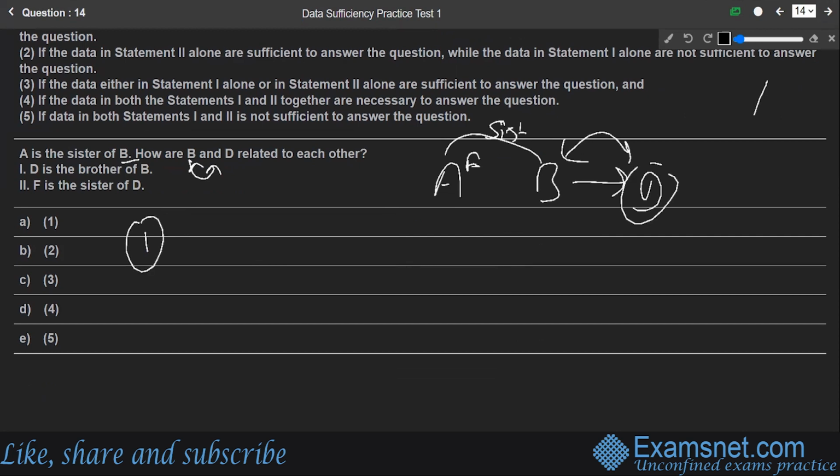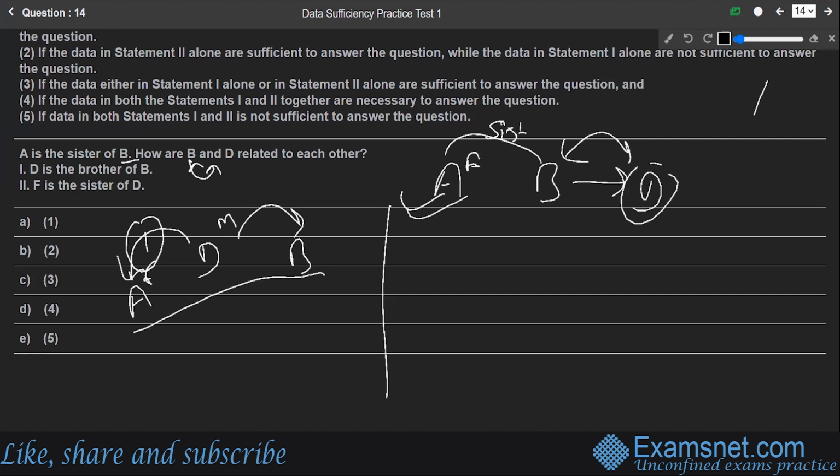So let us see statement number one alone first. Statement number one says D is the brother of B. So D is male and is brother of B. The gender of B is not mentioned, and the only information already with us is A is the sister. So A is female, A is the sister of D, and so A becomes the sister of B also, because D is brother of B. So these three are siblings, but we are supposed to answer how B and D are related. So B and D are related as siblings, either brother or sister.